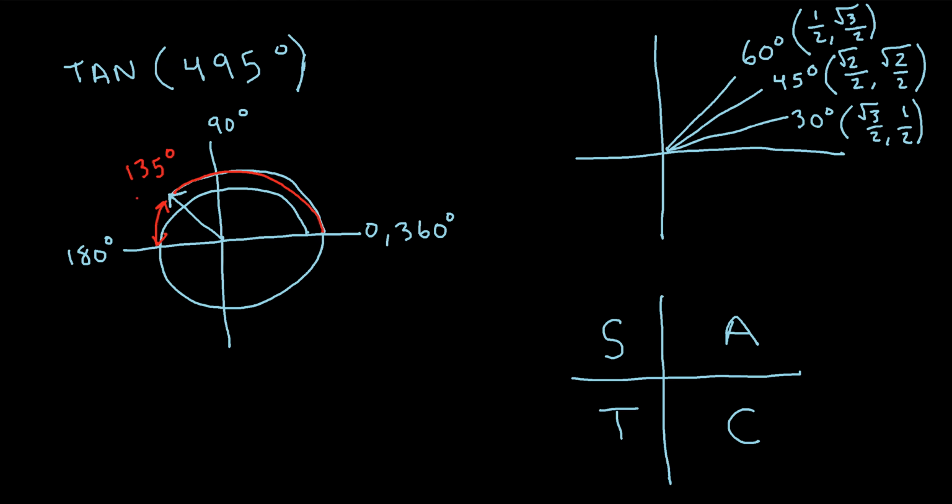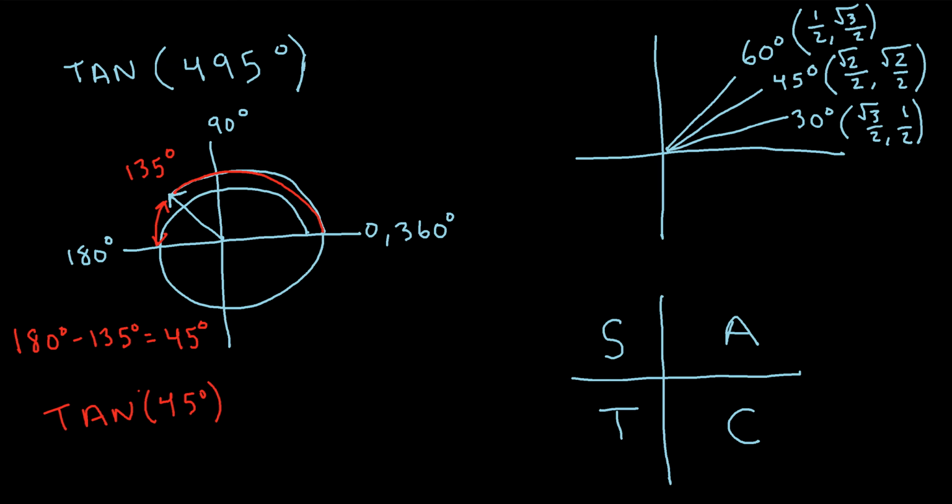So how can we go from 135 to 180 degrees, the x-axis? Well, we can just do 180 minus 135. And that is 45 degrees. So what we can really do is just find the tangent of 45 degrees.